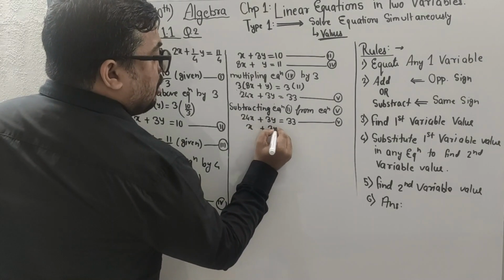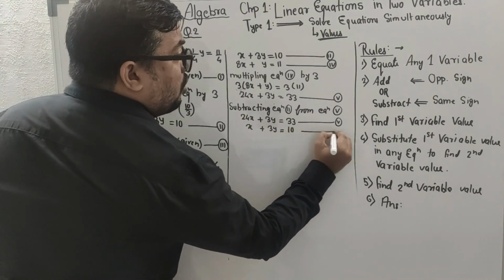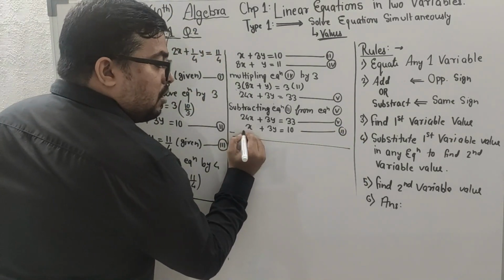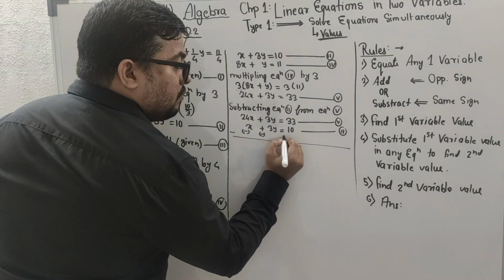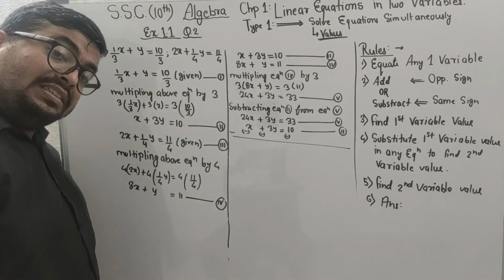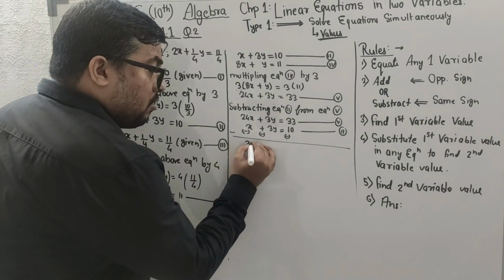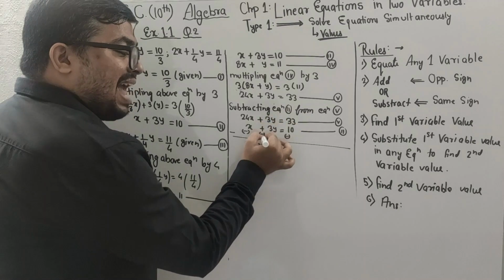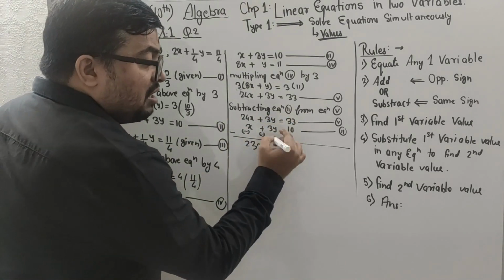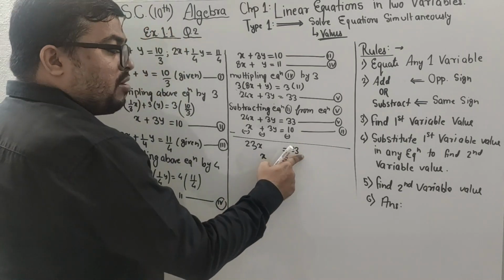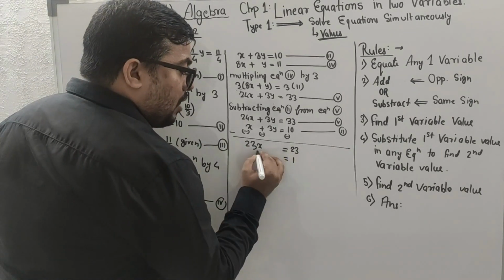x plus 3y is equal to 10. This is your equation number 2. Subtraction, beta. Change the symbol first. 24x minus x becomes 23x. 3y will be cancelled. 33 minus 10 is 23 again. So x is equal to 23 divided by 23, that is 1.